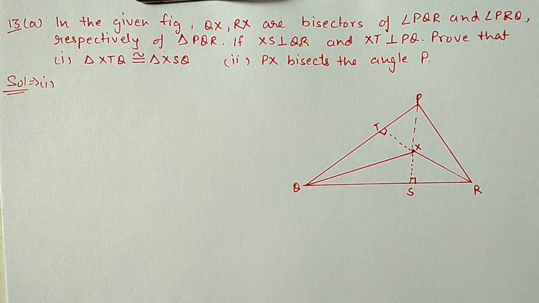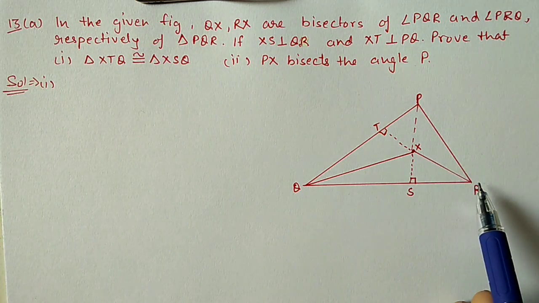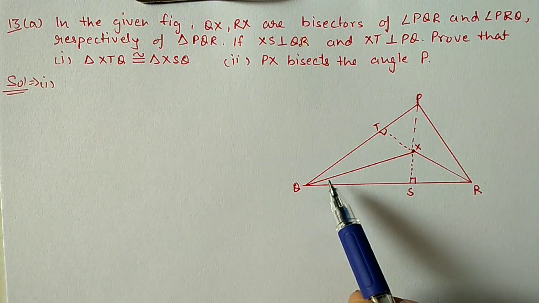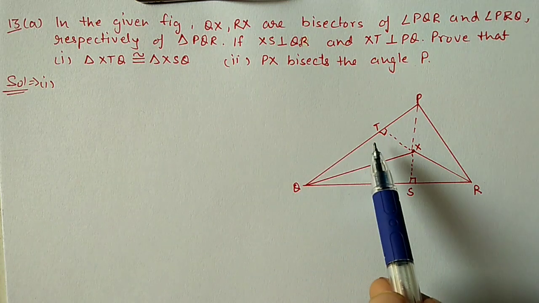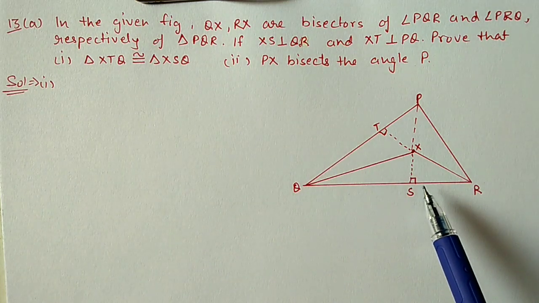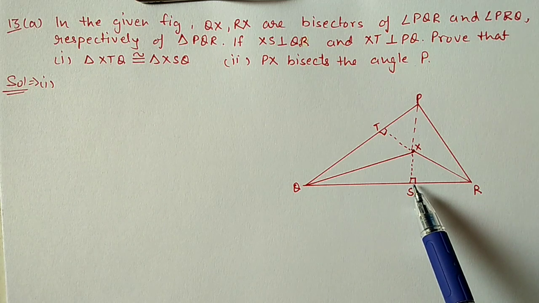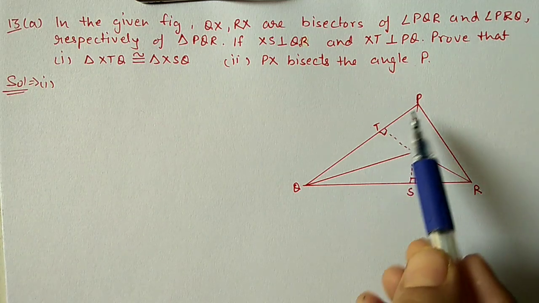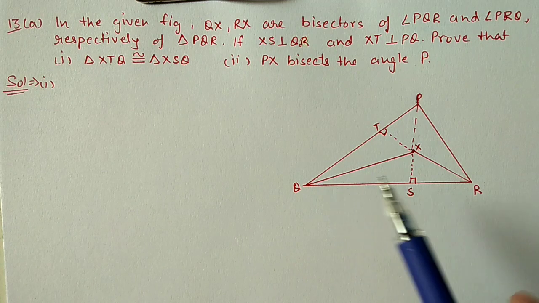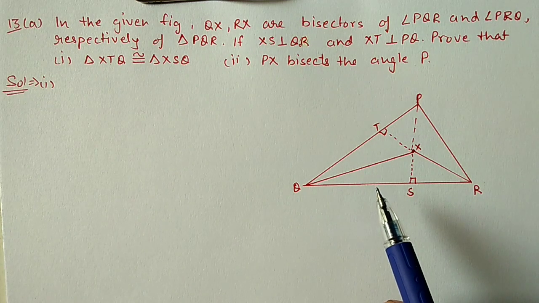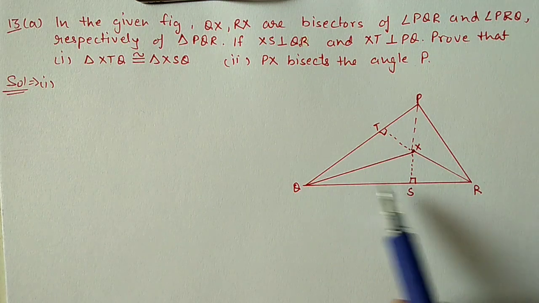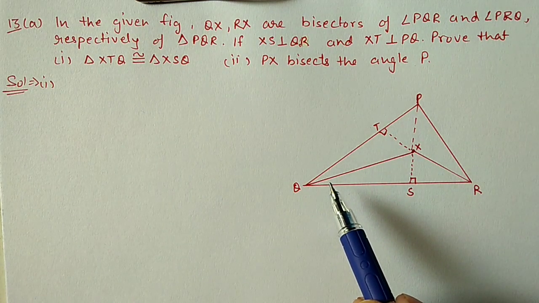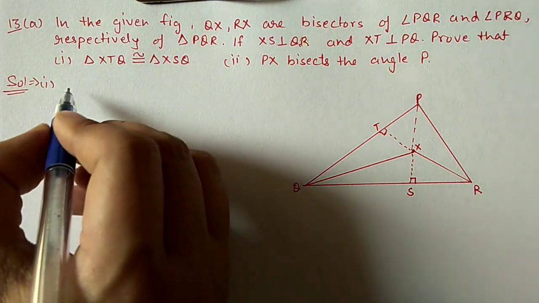Next, question number 13, A part. In the given figure, QX and RX are bisectors for this angle and this angle. Then next they have given XS is perpendicular to QR, and XT is perpendicular to PQ. First we have to prove that triangle XTQ and triangle XSQ are congruent to each other. So we will start from these two triangles.